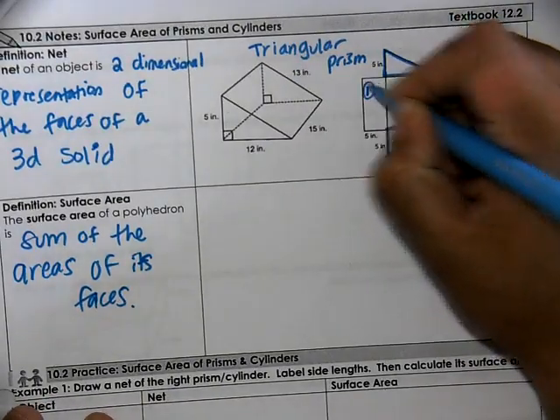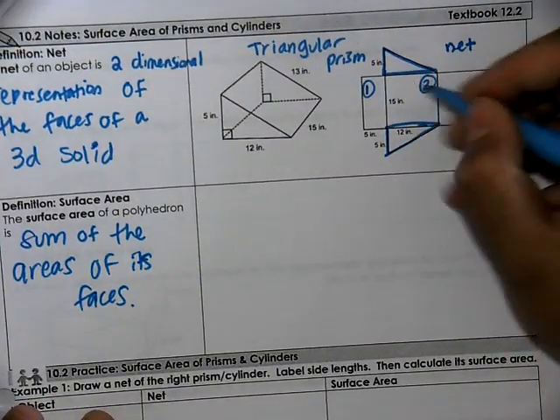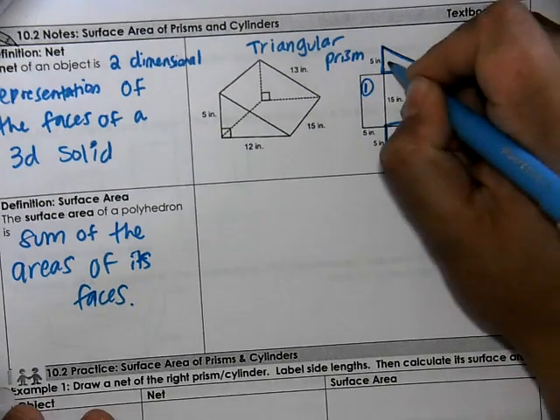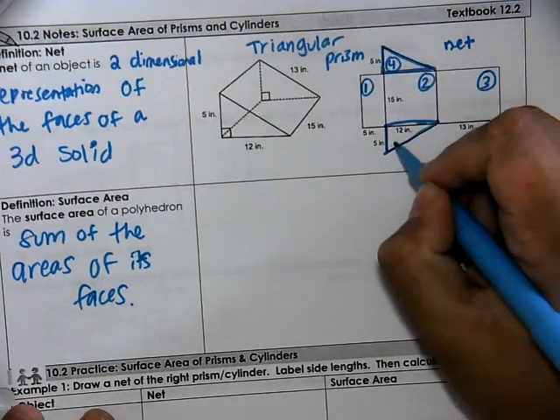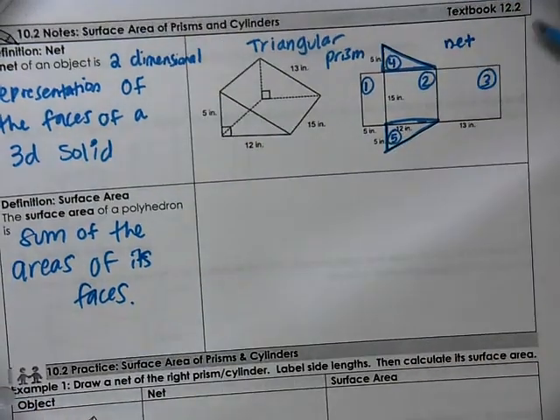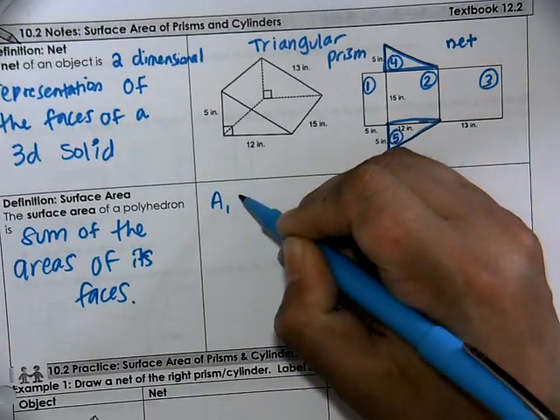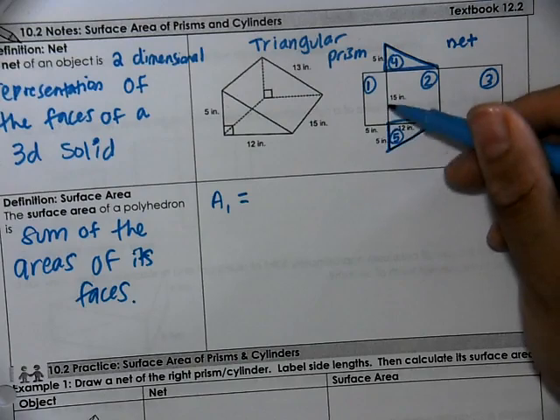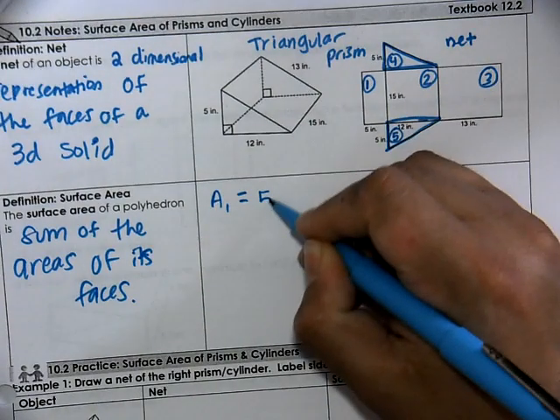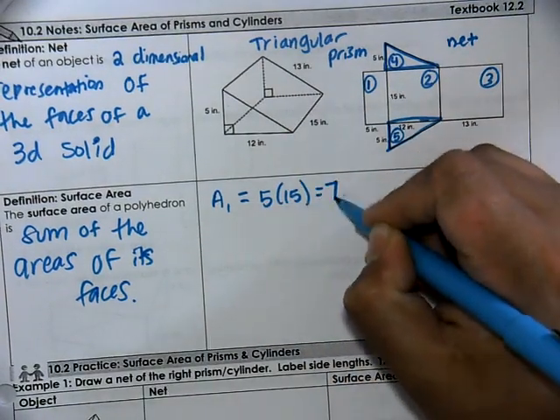I could label each of the shapes with a number. So let's just go 1, 2, 3 for the 3 rectangles, and then 4 and 5 are the exact same 2 triangles, right? But I'll just label them so I can account for both. And find the area of each one separately. So the area of the first rectangle is a 5 by 15 rectangle. That comes out to 75.